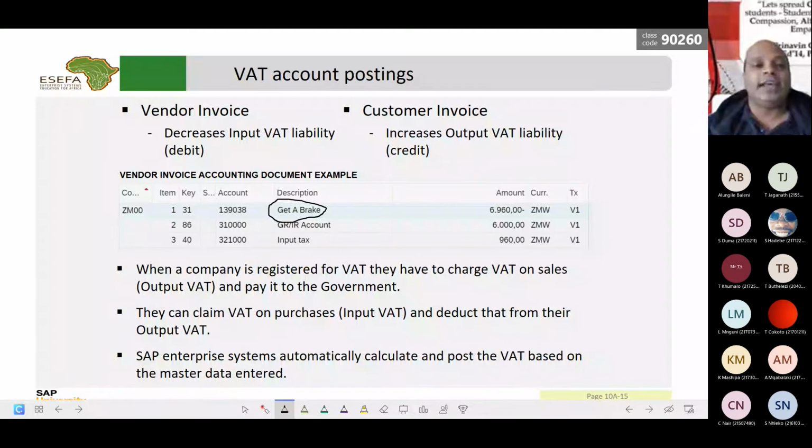So we had to create, and the company is Zambikes. There's Zambikes out there. There's 3 items. There's the account that had to be, and this is what they paid: $6,960 Zim dollars.